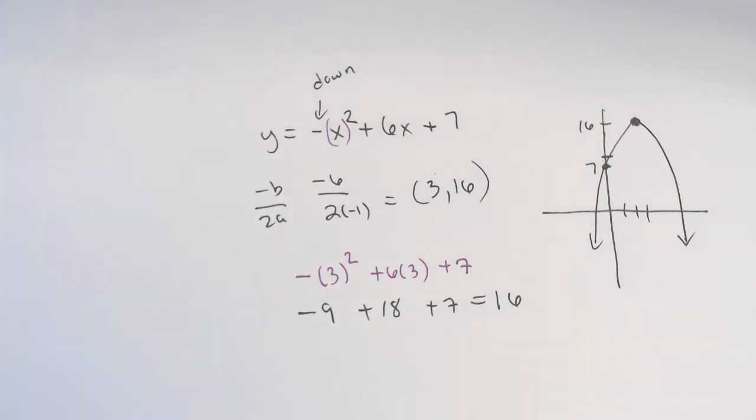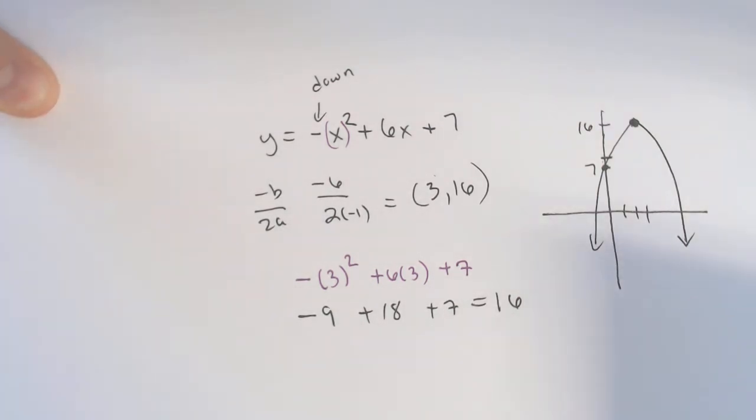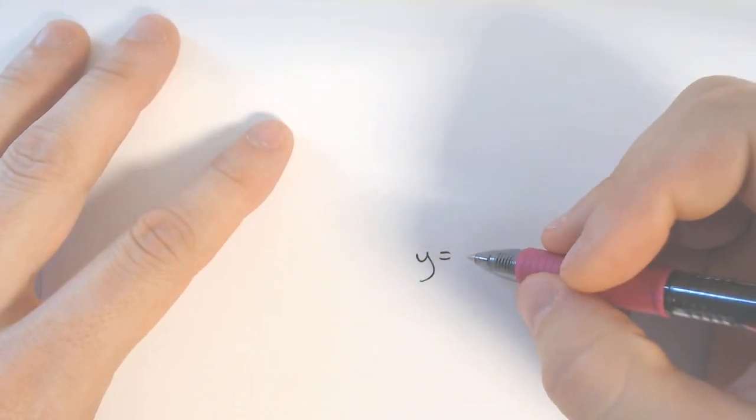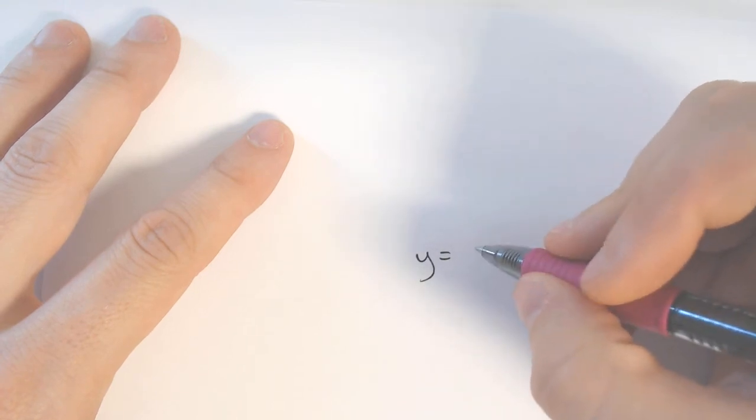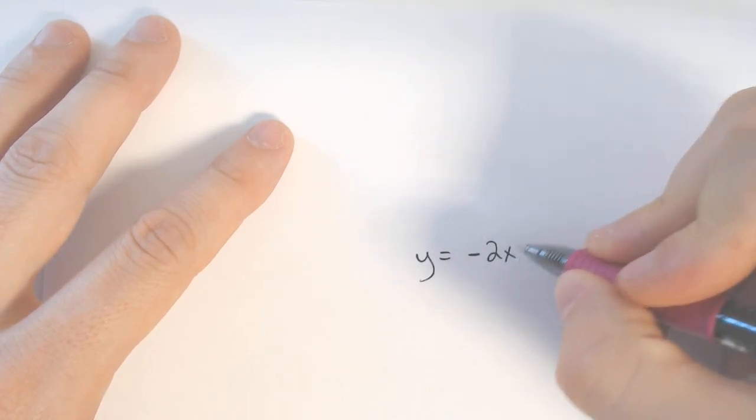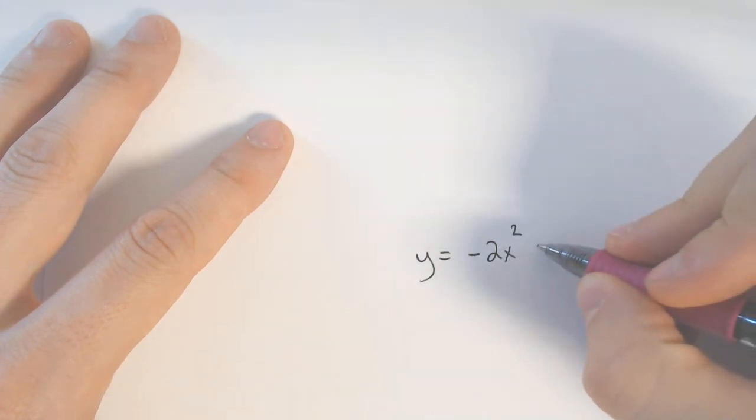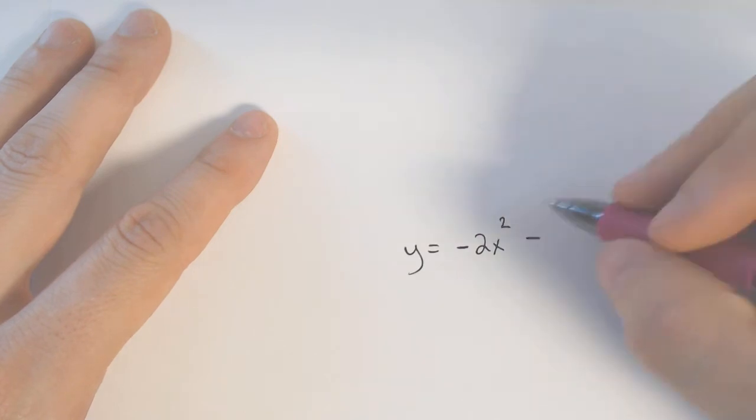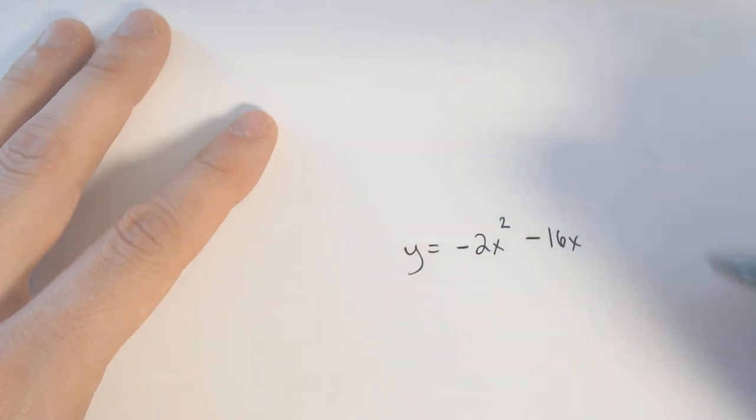All right, one more bonus problem. As promised, this one's going to be the easiest of them all, but it is going to be different. So let's say we have y equals negative 2x squared minus 16x.